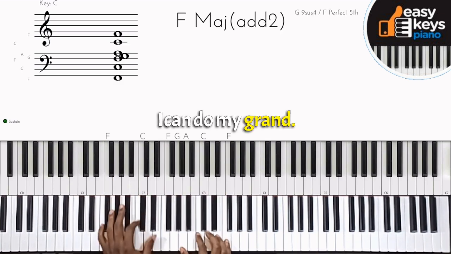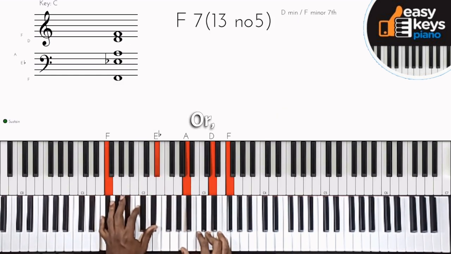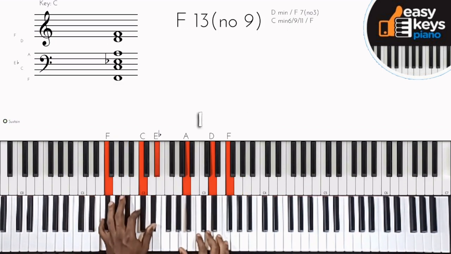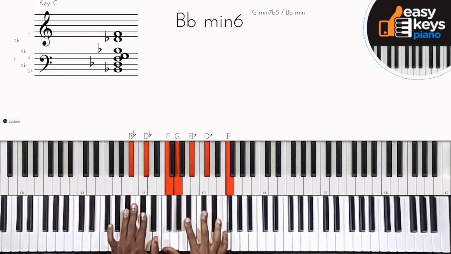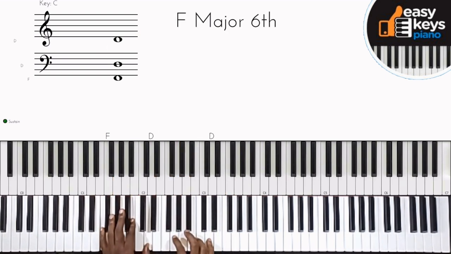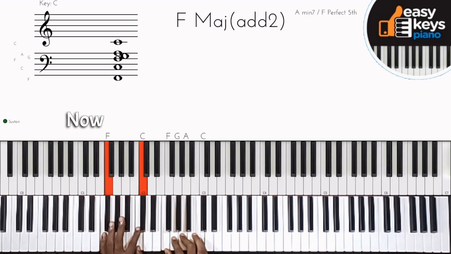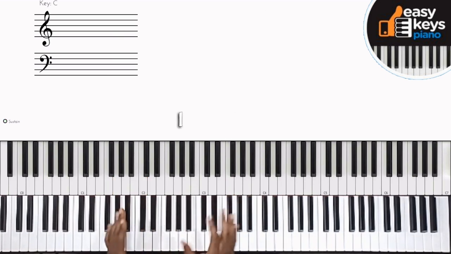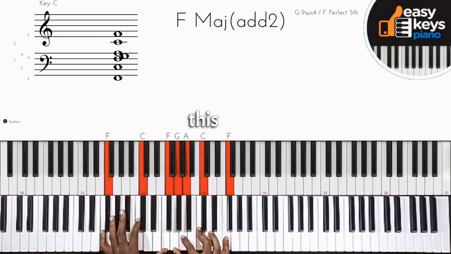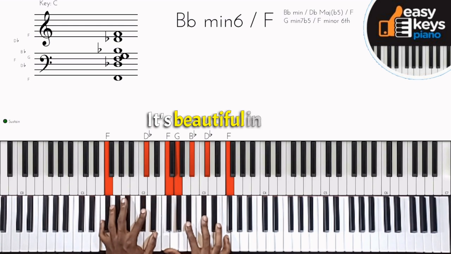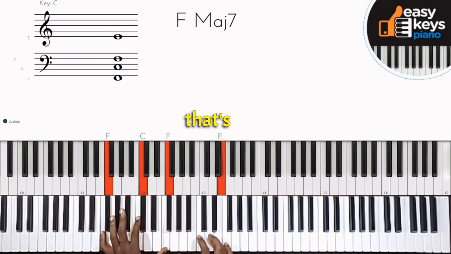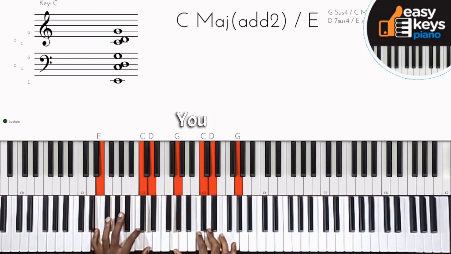My grand, I could do my grand for this clock, or for this clock. Since I have this, I can do this. Now, I'm using these other things because I know them, okay? But if you don't, there is something you know. It could be this and this alone. It's beautiful in itself. "My grandfather's clock." You see that?